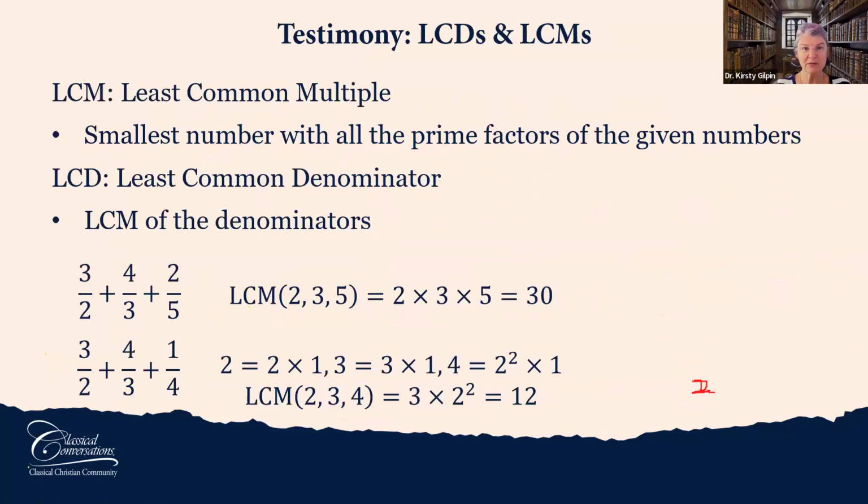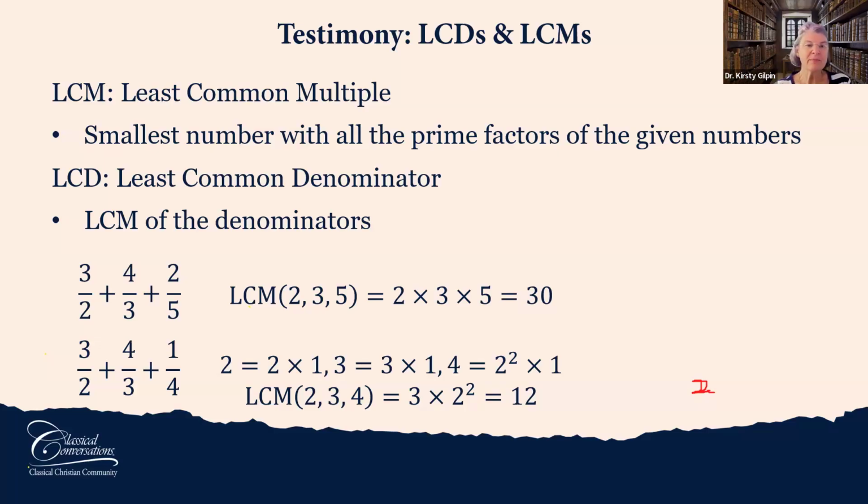So now here's why that works. That's why I said this is the testimony. This is why what we were doing is working. Because when we think about our least common multiples, that is defined as the smallest number that has all the prime factors of the given numbers. We've talked about that. And so our least common denominator is the least common multiple of the denominators. So in the first case, 2, 3, and 5, they're all prime numbers. So I didn't even really have to factor them. I can just multiply those together.